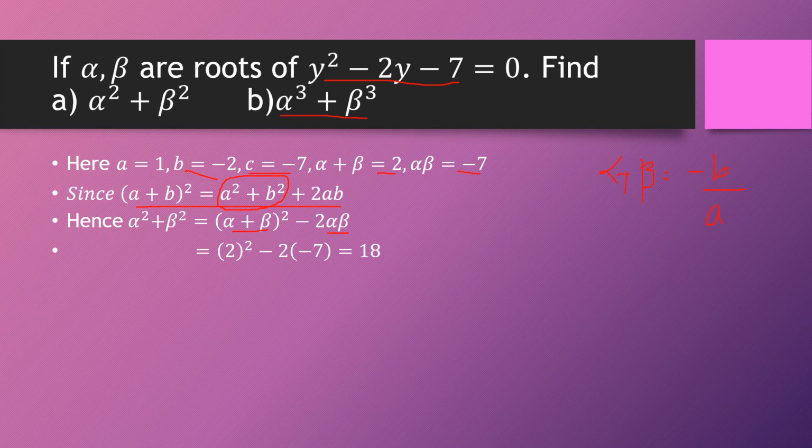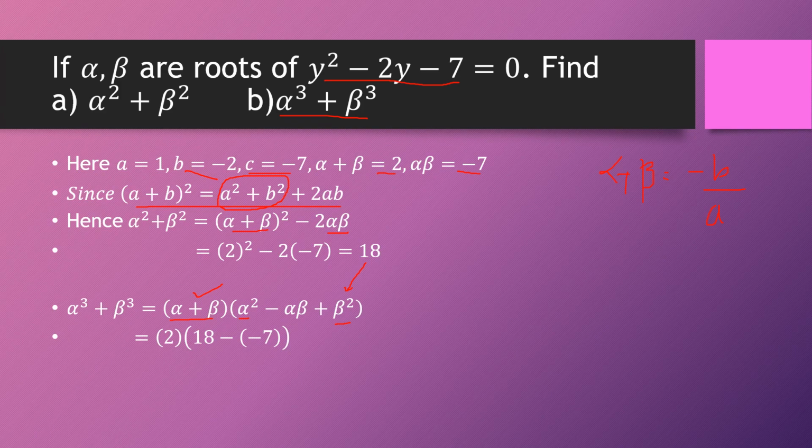Now same way I'll solve this, that is a cube plus b cube. What is the formula for a cube plus b cube? A plus b, a square minus ab plus b square. I know what is alpha plus beta. I know what is alpha square plus beta square right now from here. And I also know what is alpha beta. I'll substitute the values and I'll get the answer. Okay. So I'll get the answer to be 50. Clear? So many things can be asked based on these types of equations. You will solve more types of sums in polynomials also.